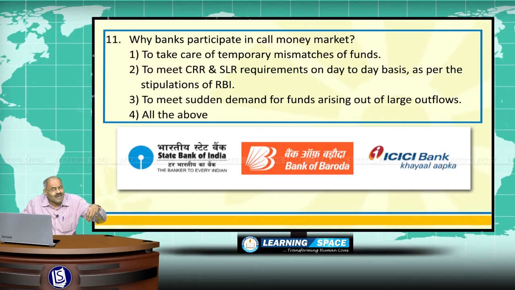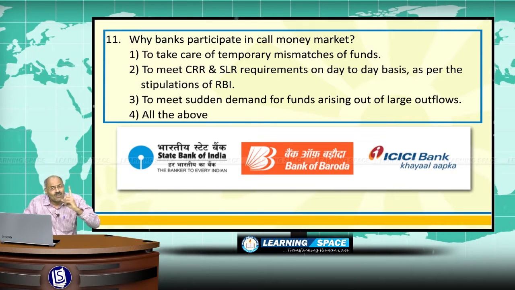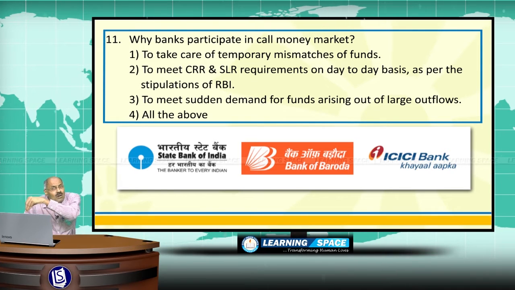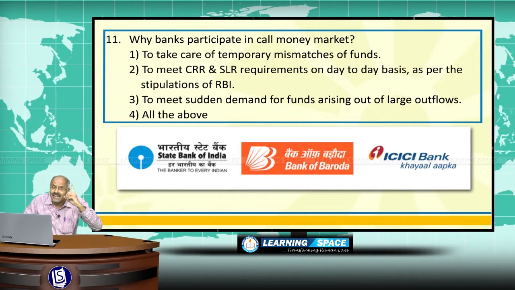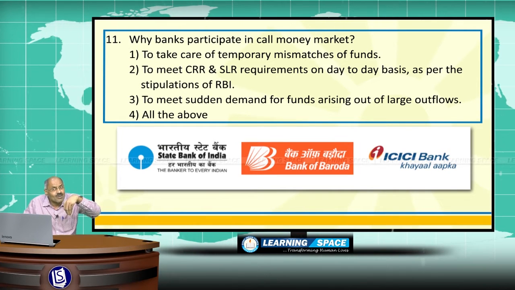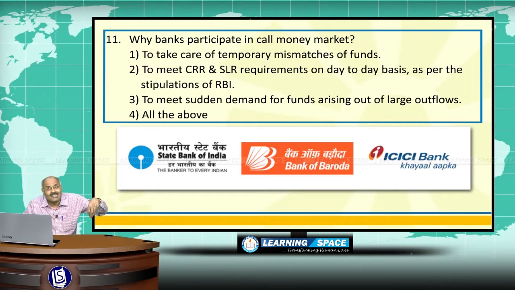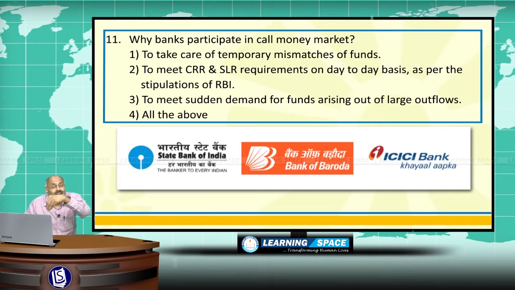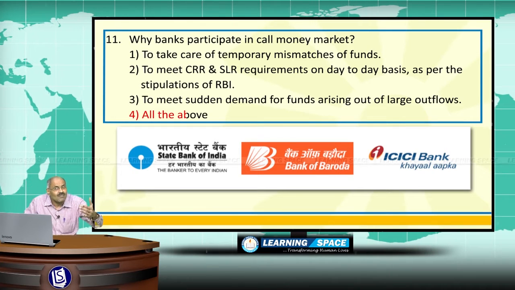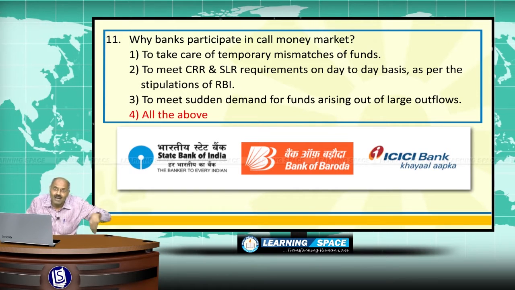Second is, they have to maintain CRR and SLR requirements on a day-to-day basis, particularly CRR, because SLR normally banks maintain in the form of government securities. So, to maintain CRR, at present it is 4%, to maintain 4% on a day-to-day basis, they require some cash. And third one is to meet sudden demand for funds arising out of large outflows. So, these three are the valid reasons for the banks to participate in the call money market.